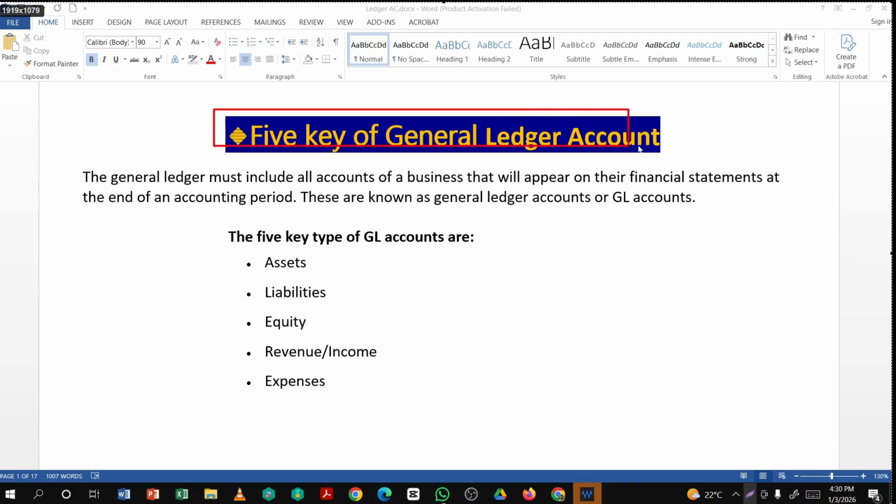Five key types of general ledger accounts. The general ledger must include all accounts of a business that will appear on its financial statements at the end of an accounting period. These are known as general ledger accounts or GL accounts. The five key types of GL accounts are assets, liabilities, equity, revenue or income, and expenses.